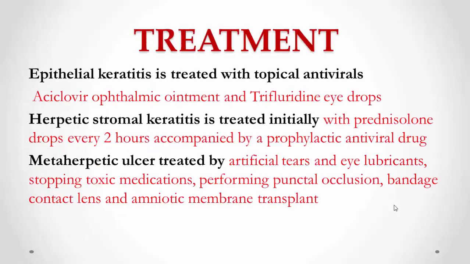Treatment of epithelial keratitis is by topical antivirals like acyclovir ophthalmic eye ointment and trifluridine eye drops. Herpetic stromal keratitis is treated initially with steroids like prednisolone drops every 2 hours, combined with prophylactic or under cover of antiviral drugs. Metaherpetic ulcers are treated by artificial tears, lubricants, stopping toxic medication, and performing punctal occlusion to allow lubrication of the eye with tears, and also bandaging the cornea with a bandage contact lens, and lastly amniotic membrane grafting to cover the area of ulceration and allow its healing.